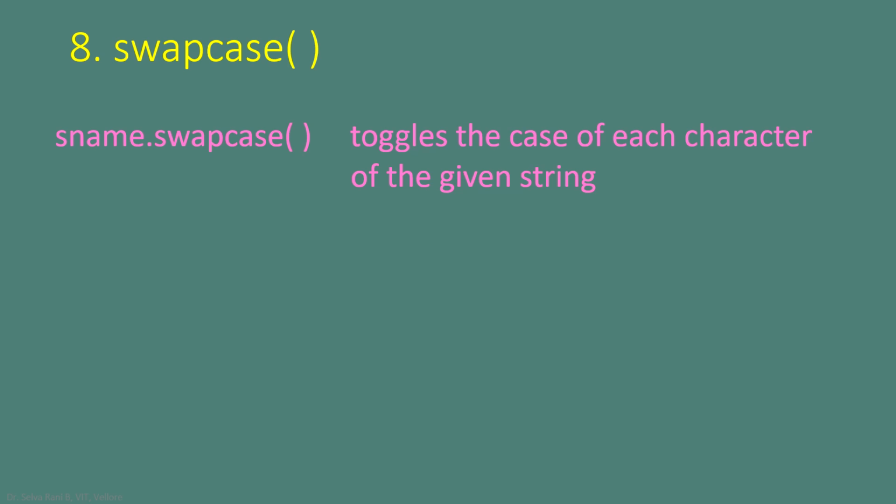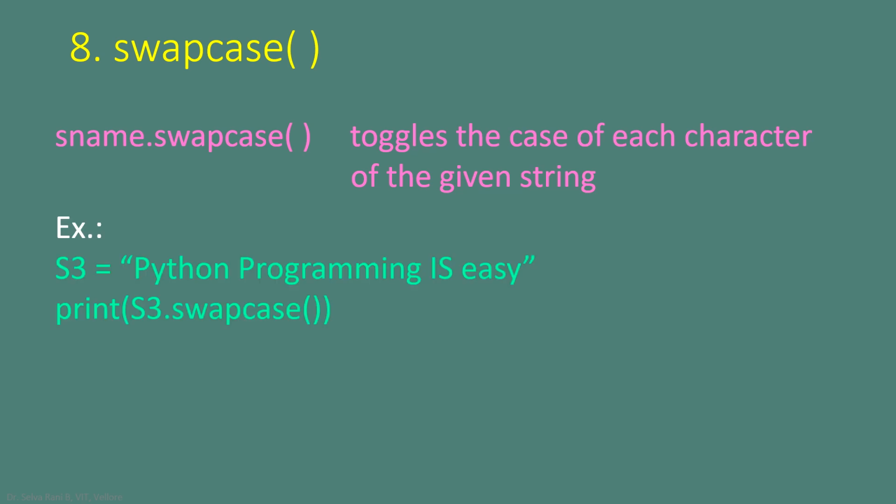Next method is swapcase. Swapcase is the method which toggles the case of each character of the given string. It means the small case letters will become capital letters and capital letters will become small case letters. Let's see an example. Let S3 = 'Python programming is easy', and let us try to swap the cases in S3. So S3.swapcase() will result in the following output as shown on the screen, in which the capital letters are converted into small case letters and the small case letters are converted into capital letters.